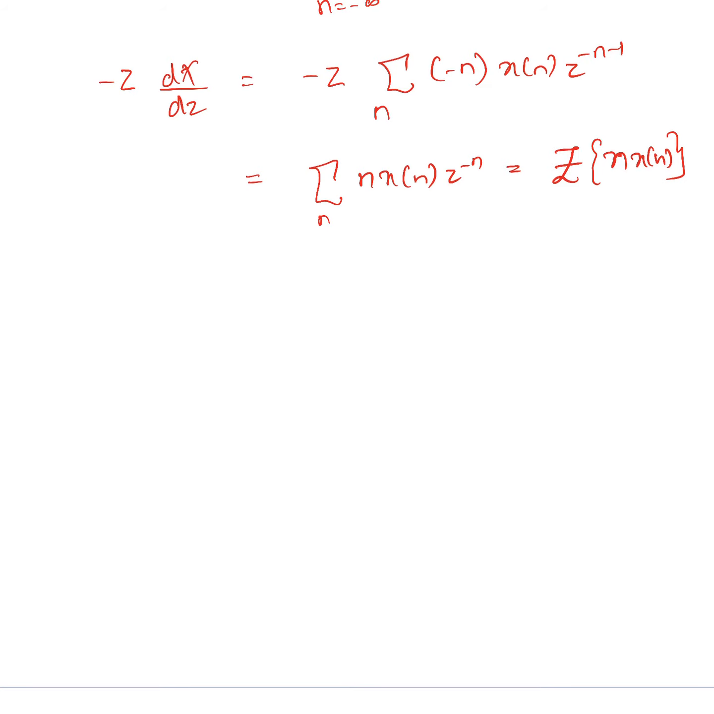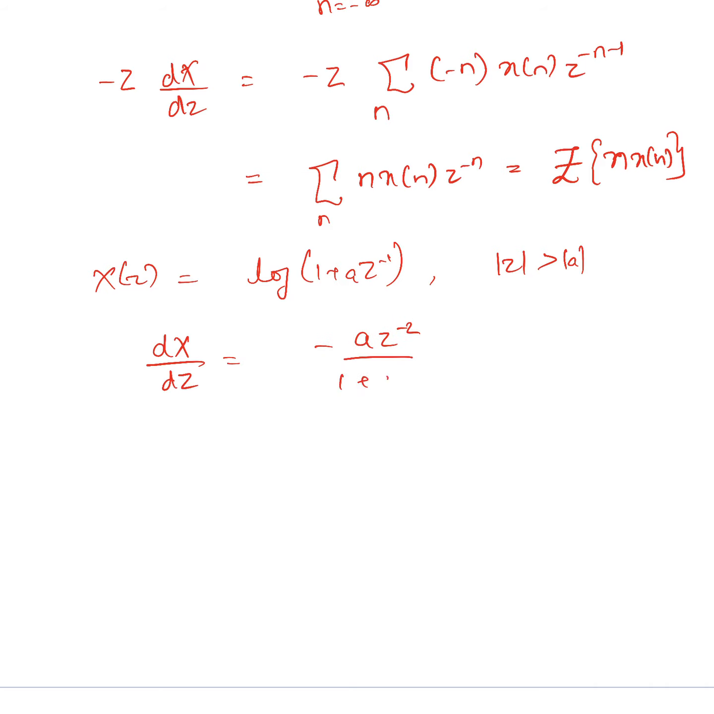Okay, so using this property you can compute the inverse z transform of the logarithmic function which we had seen earlier. Say, for example, you are given this X(z) as log(1 + a z^-1) for |z| > |a|. If I take the derivative of this logarithmic function, it would give me -a z^-2 / (1 + a z^-1).